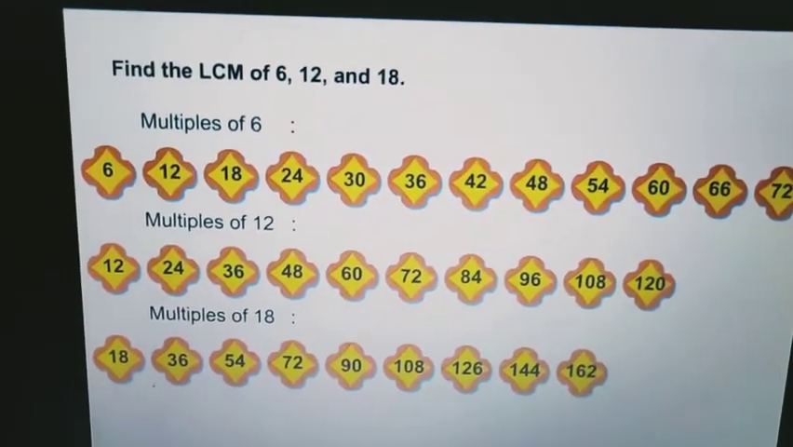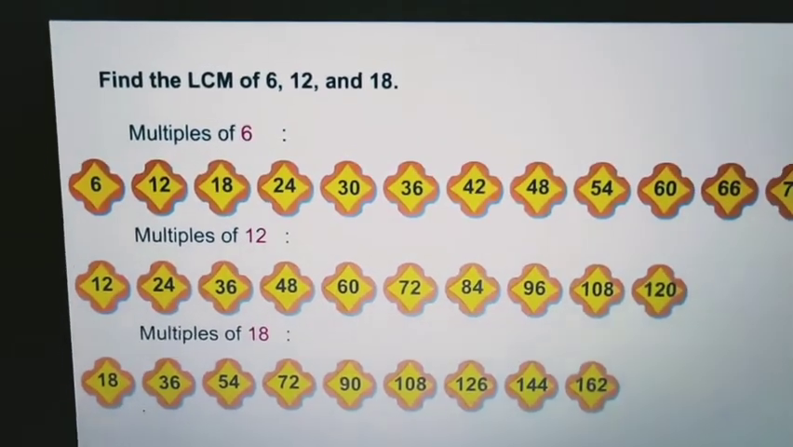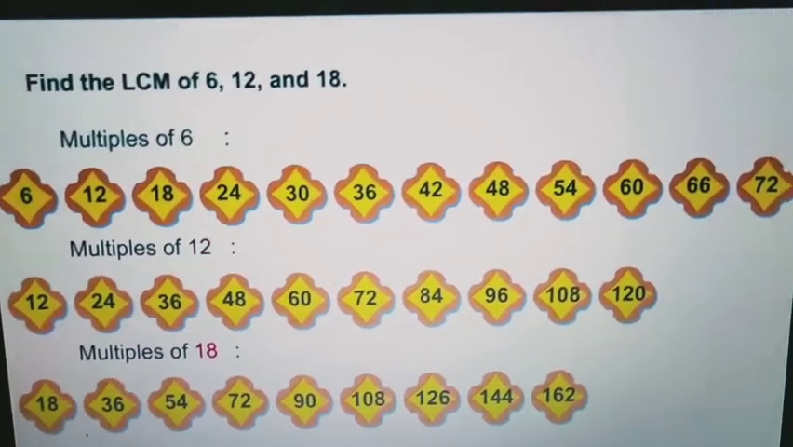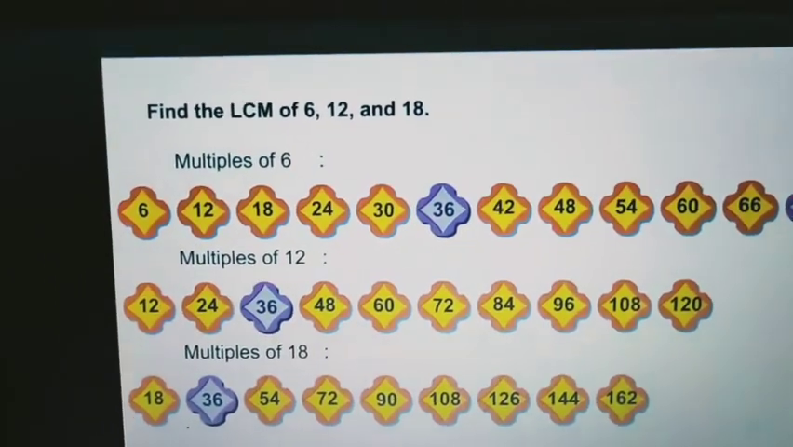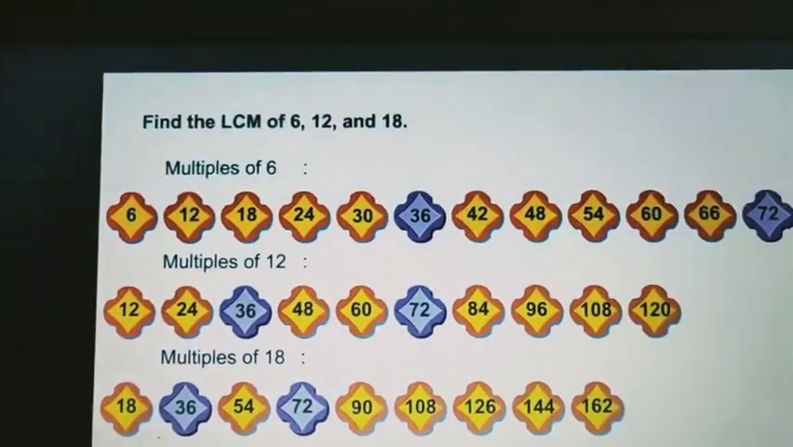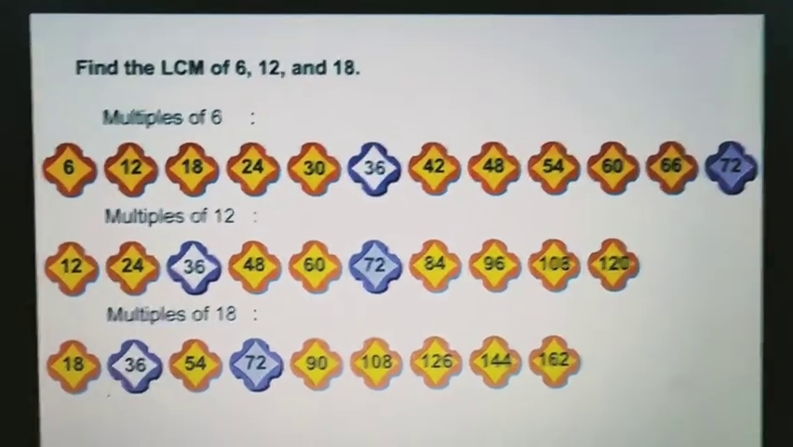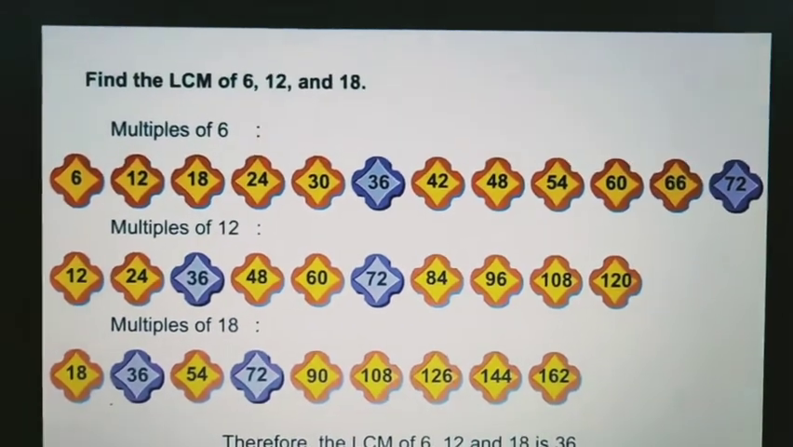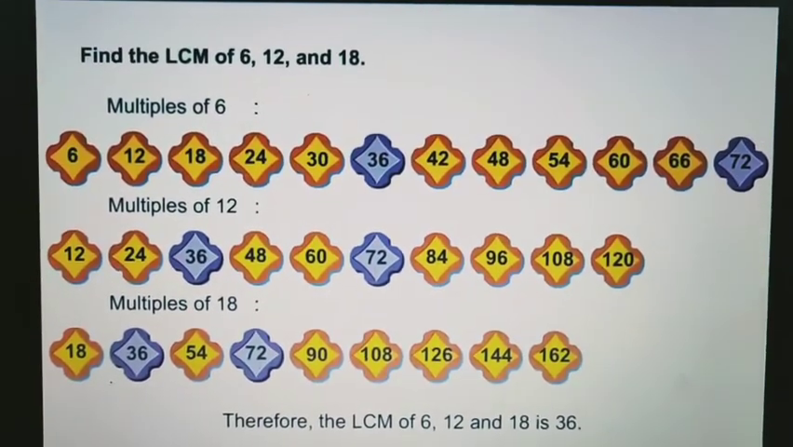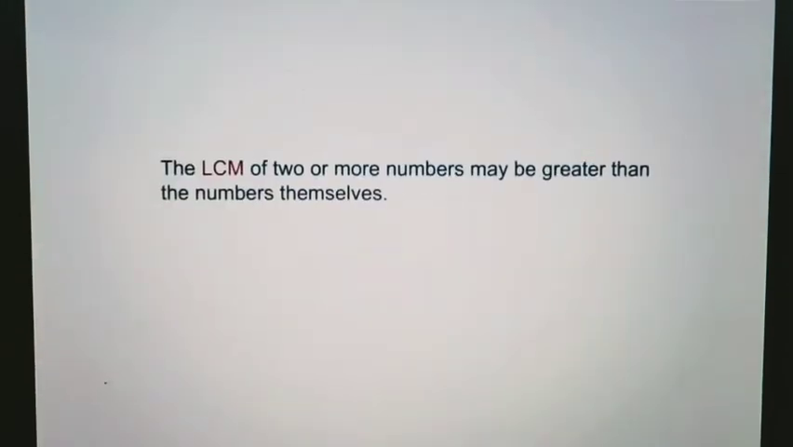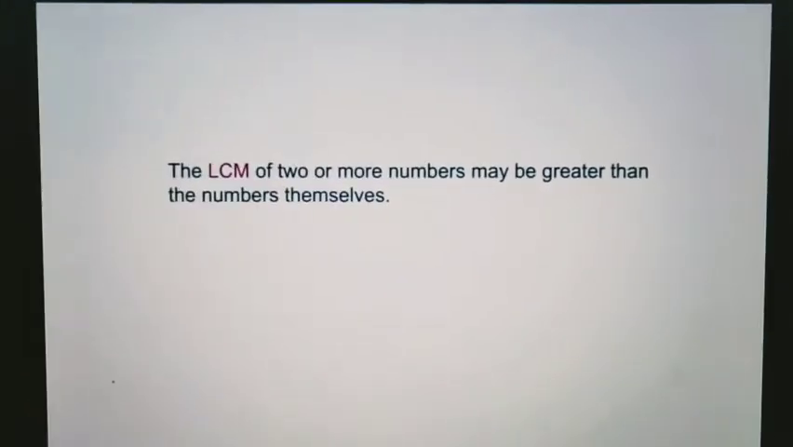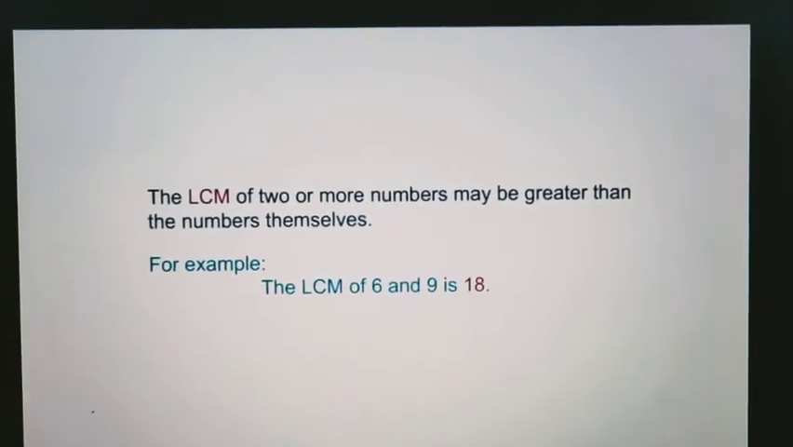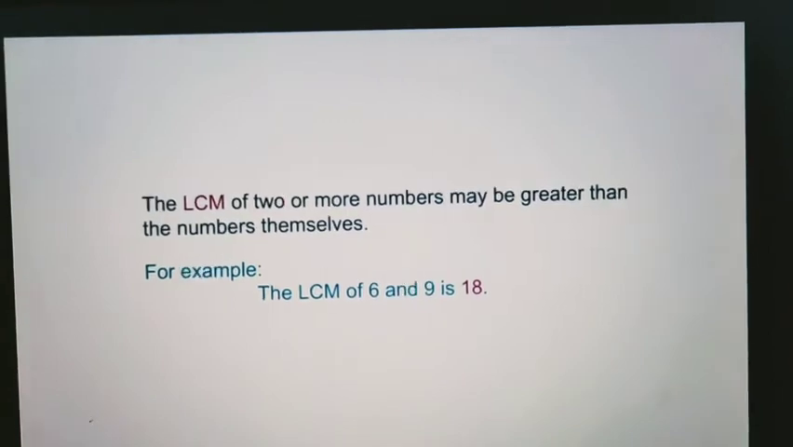Next, calculate the smallest multiple common to the given numbers. The common multiples of 6, 12 and 18 are 36, 72 and so on. Among these common multiples, 36 is the smallest. Therefore, the LCM of 6, 12 and 18 is 36. The LCM of two or more numbers may be greater than the numbers themselves. For example, the LCM of 6 and 9 is 18.